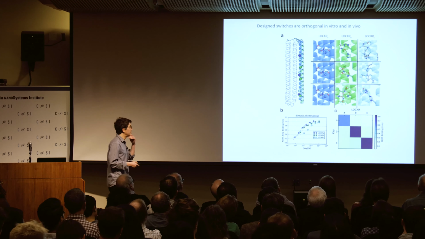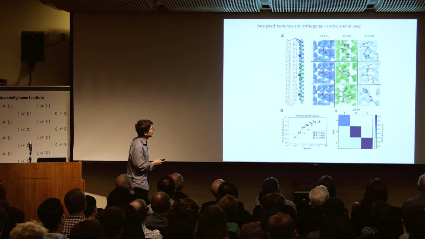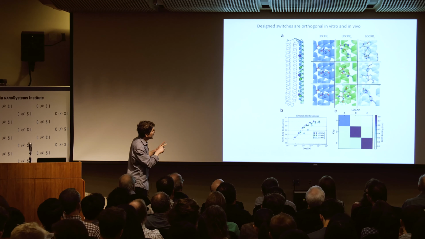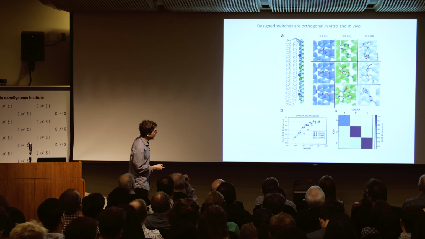So Bobby has used the same type of hydrogen bonding logic to make orthogonal latch key systems. This just shows different networks and different latch key designs, and again, that they're orthogonal.